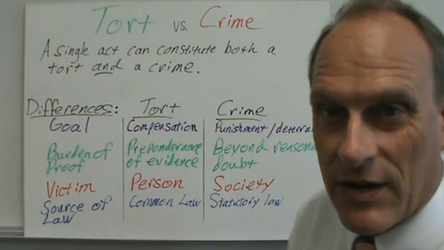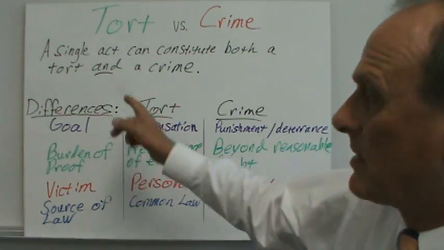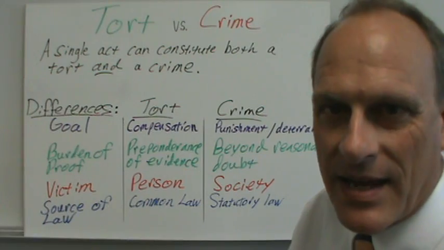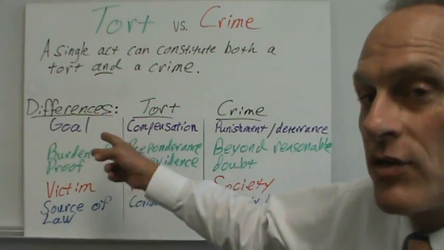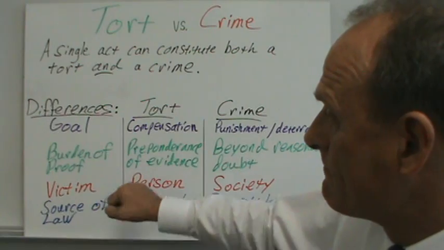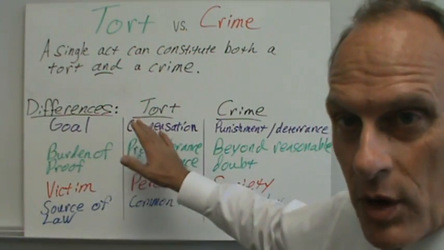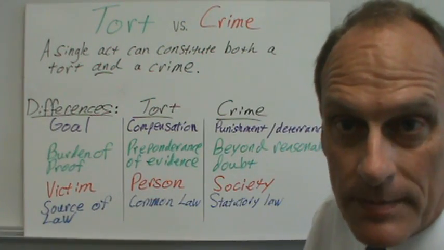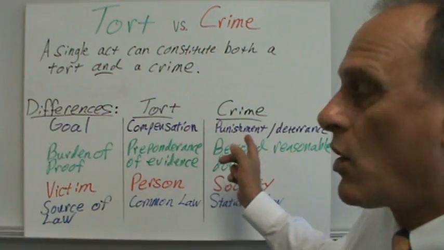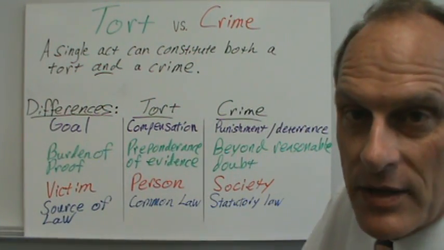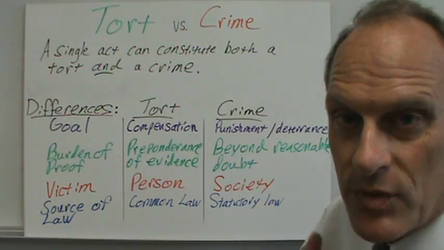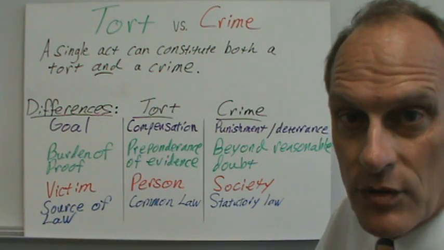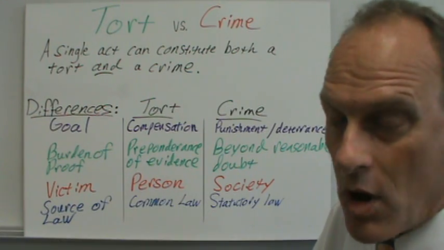First of all, let's understand the difference between a tort and a crime, because a single act can constitute both a tort and a crime. But there are some differences that we need to look at. There's a difference in the goal of tort law and criminal law. The goal of tort law is to compensate the injured person, whereas the goal of criminal law is to punish the wrongdoer and perhaps provide a deterrent effect to others so that they do not do the same wrong.